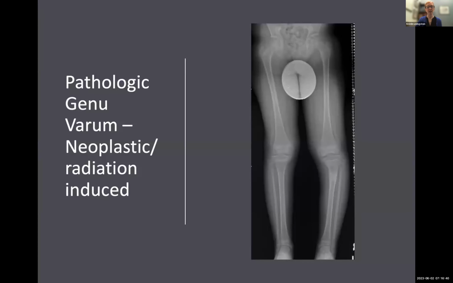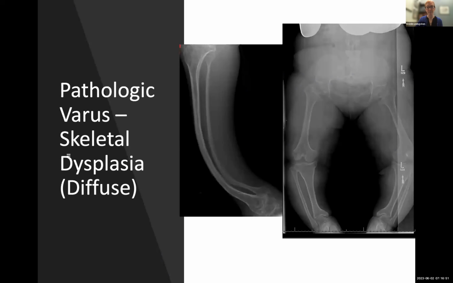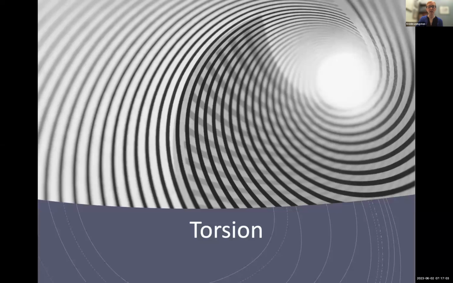And then other types of pathologic genu varum would be, for example, from cancer or radiation. So there's a patient of mine with a radiation-induced genu varum. The diffuse types of genu varum can include those from skeletal dysplasias. Again, this is a patient with OI on the left and a patient with achondroplasia on the right. So those are a few examples of coronal plane abnormalities.